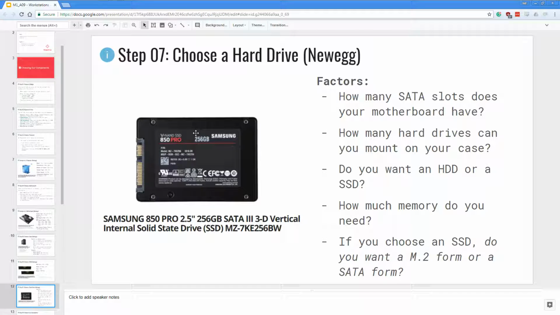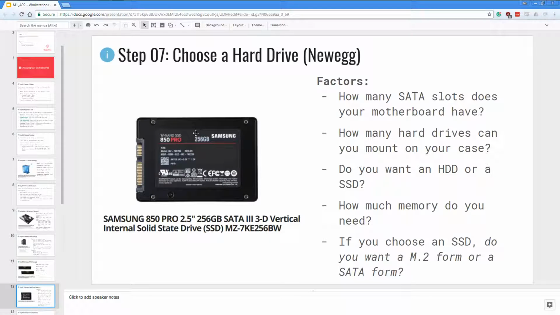Next, we choose our hard drive. When choosing a hard drive, these are the factors you look at. How many SATA slots does your motherboard have? Remember our motherboard and the case, to be honest. Our case had 3.5 inch bays for our hard drives, so we can probably get 2 of these. And also, do you want a hard disk drive or a solid state drive? I personally went with solid state drives because speed matters and I don't have a lot of data on my computer. And how much memory do you need? This is 256 gigabytes instead of really big 1 terabyte disk drives.